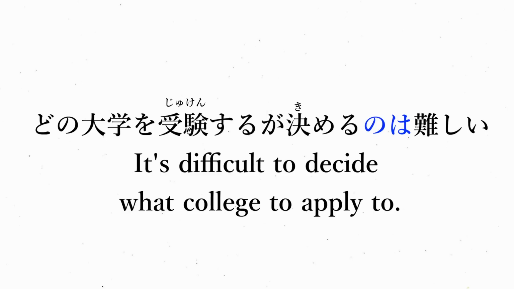No wa is another one of these particles that aren't particles. They're combinations of multiple particles. And these are used to turn a clause into a topic. This is the same use of no that turns something into a noun functionally. どの大学を受験するか決めるのは難しい. It's difficult to decide what college to apply to.